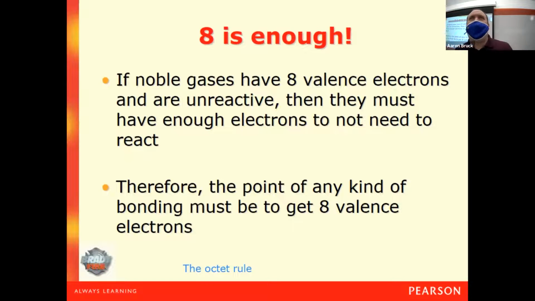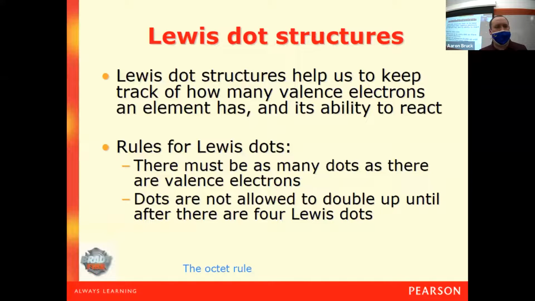Now, the question in front of us here is, what kind of bonding? And the best answer to that comes from evaluating what are known as Lewis dot structures. Lewis dot structures, their primary purpose is as a visual aid. They help us keep track of how many valence electrons are present, and they help us keep an idea of how those valence electrons are organized.